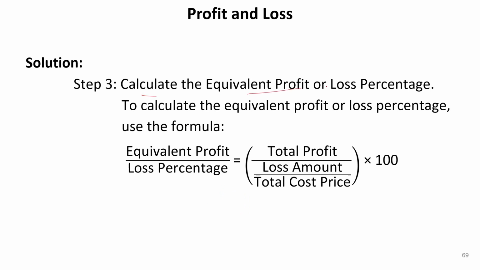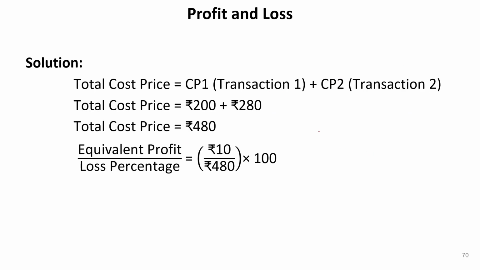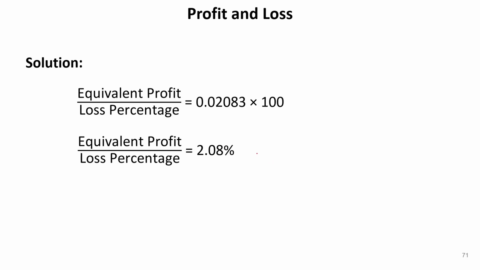So calculate the equivalent profit or loss percentage. To calculate it, use the following formula: equivalent profit or loss percentage is equal to total profit or loss amount whole by total cost price into 100. So putting in the values, what we are left with is 10 by 480 whole into 100. This is 2.08 percent. This will be the correct answer.